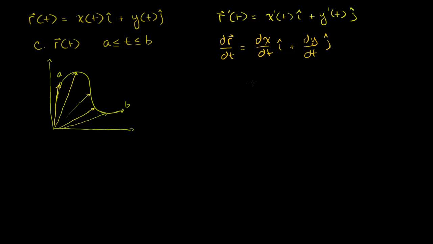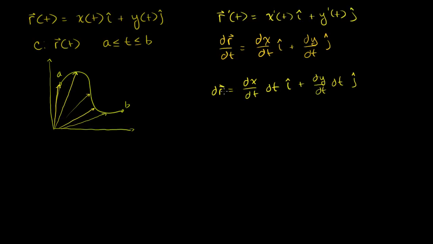And if we wanted to think about the differential, whenever I do the math with the differential, it's a little bit hand wavy. I'm not being very rigorous, but if you imagine multiplying both sides of this equation by a very small dt, you would get dr is equal to dx dt times dt. I could make these cancel out, but I'll just write it like this first, times the unit vector i plus dy dt times dt times the unit vector j.